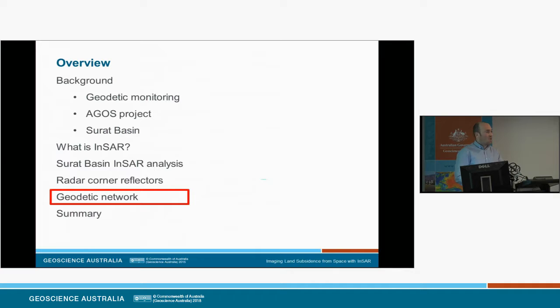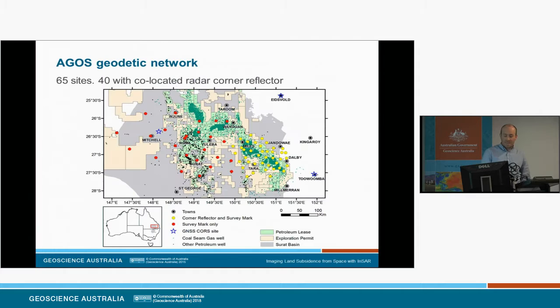So finally, I'll just talk about the construction of the geodetic network in the Surat Basin, and that's what's shown in this map, as I showed you earlier. A reminder that we constructed 65 new sites, and each of those 65 sites has a new geodetic survey mark for doing campaign GNSS surveys, and our colleagues in Queensland are currently undertaking the first of these campaign GNSS network surveys at this time. The yellow points show the subset of marks where we deployed corner reflectors, and there's 40 of those sites.